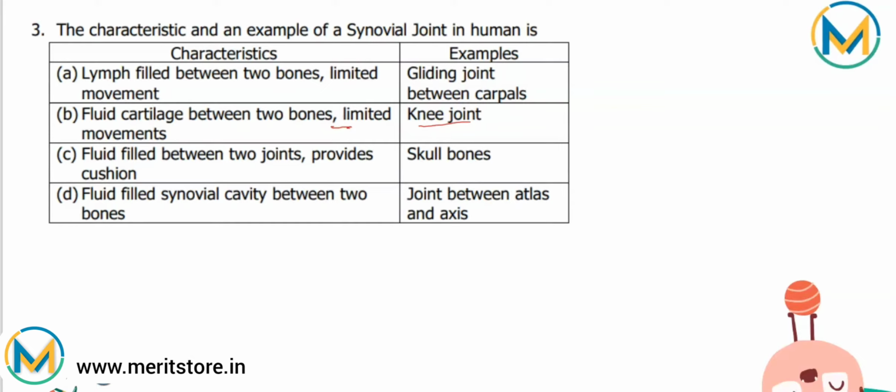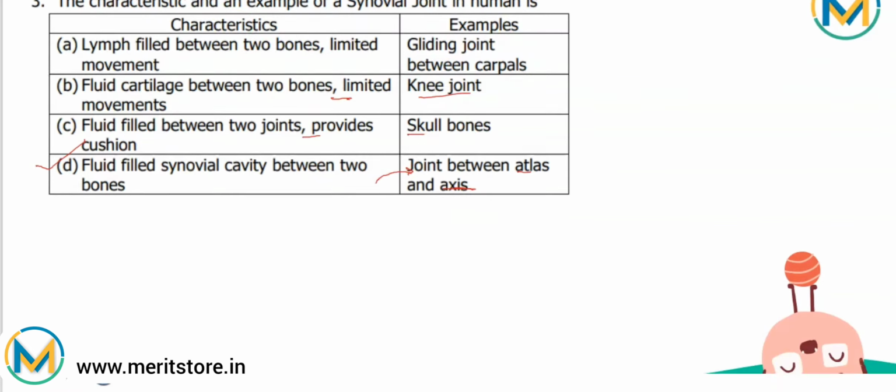Option C, that is fluid filled between two joints, provides cushion, and the example is skull bone. That also is not related. And if you look at option D, that is fluid filled synovial cavity between two bones, and the example for that is joint between atlas and axis. So this is the correct example. And thus the correct answer among the given options is option D. Rest all are the wrong examples. Looking towards the next question.